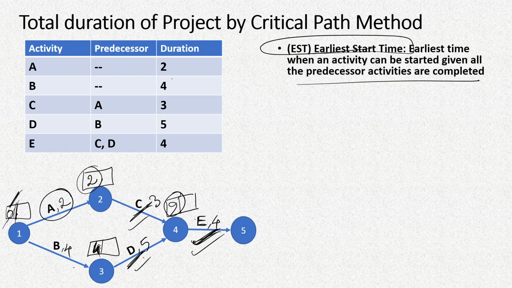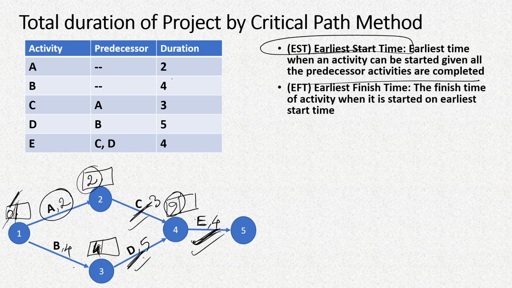Then earliest finish time is basically the earliest start time plus the duration of the activity. That means in this case, day 2 is the earliest finish time of activity A, and it is the earliest start time for activity C.